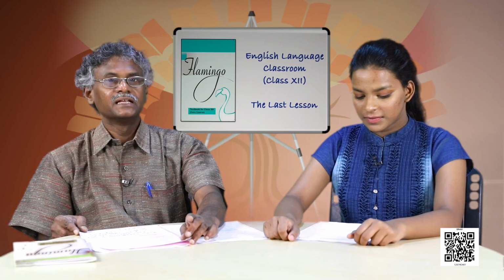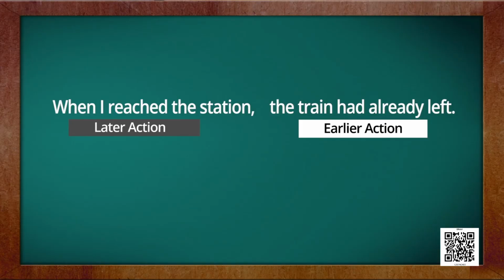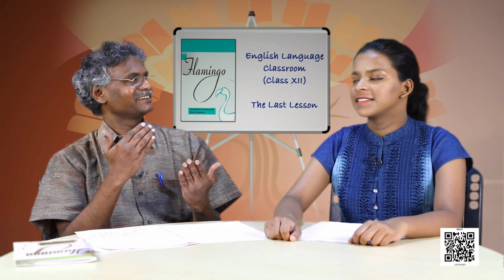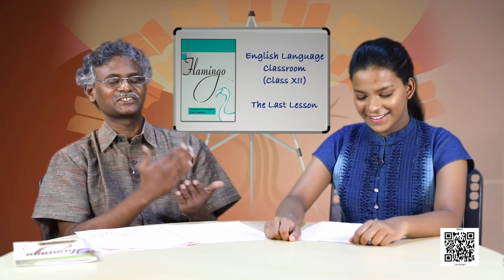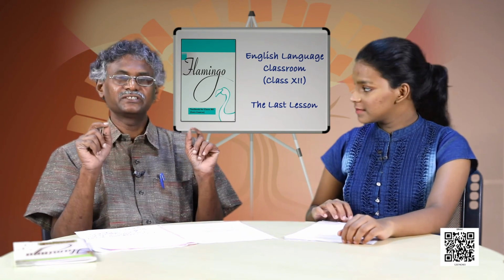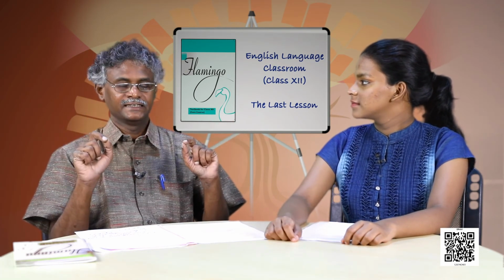Come on, learners. There are two actions in the past. For the first action we use past perfect. For the second action we use past. The classic example we always give is: when I reached the station, the train had already left. When I went to the school, the bell had already rung. So learners, this you need to notice in form as it appears on the screen.